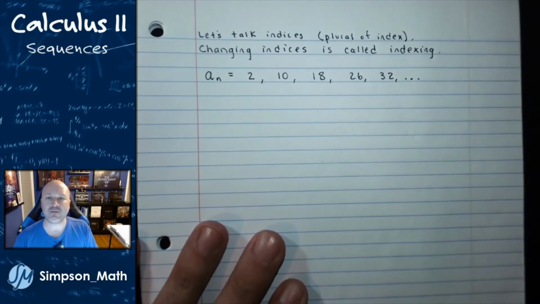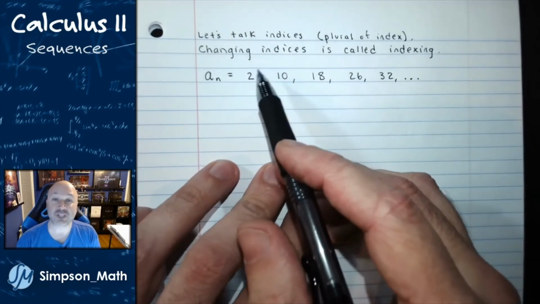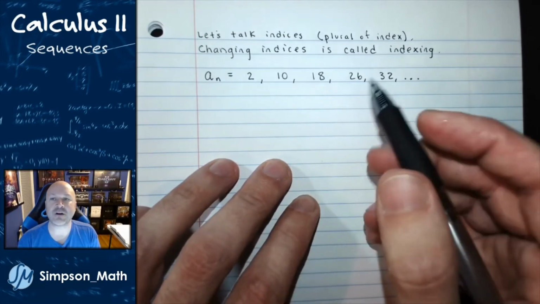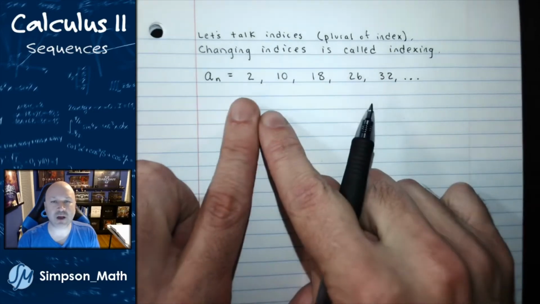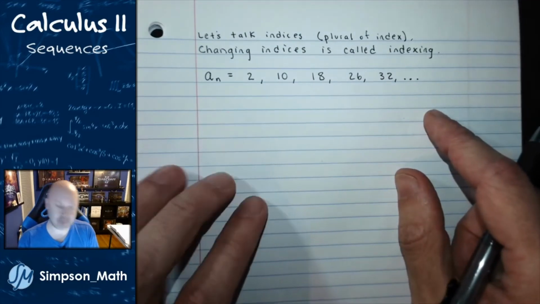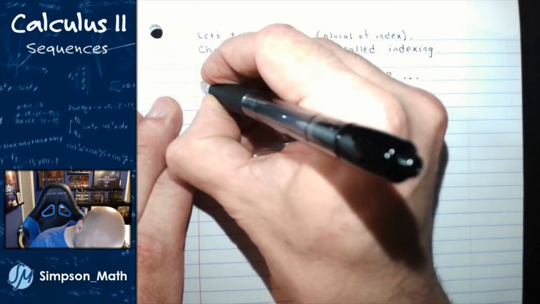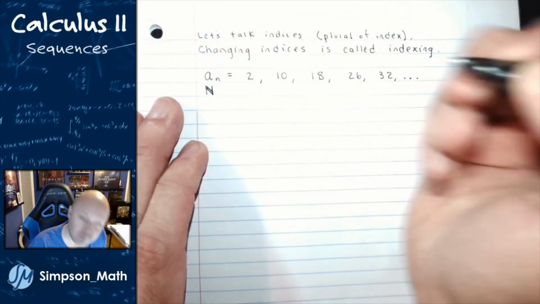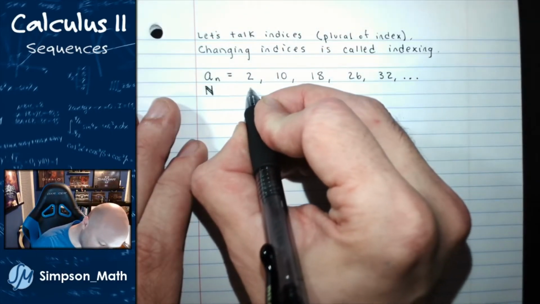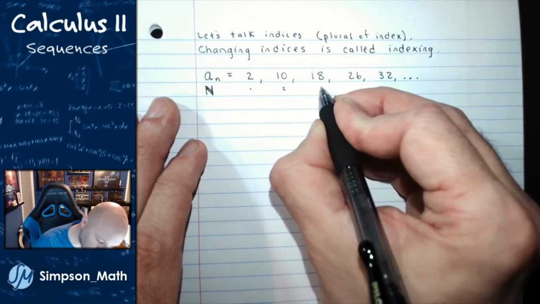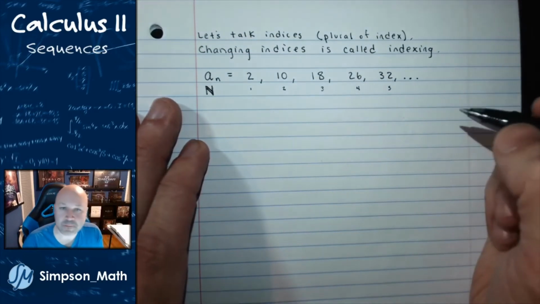That's the plural of index. Now, we can change the indices, and that's called indexing. So far we've been talking about the natural numbers. They make most sense to all of us. Natural numbers. So this is of course the first term, second, third, fourth, fifth, and so on.